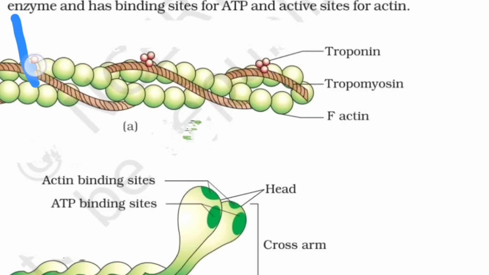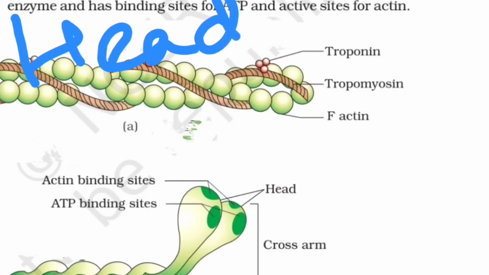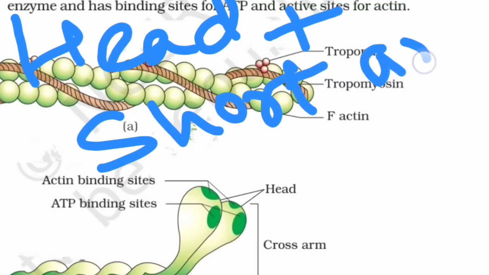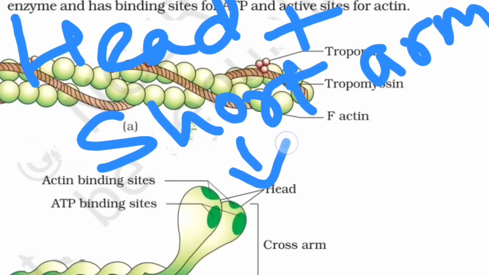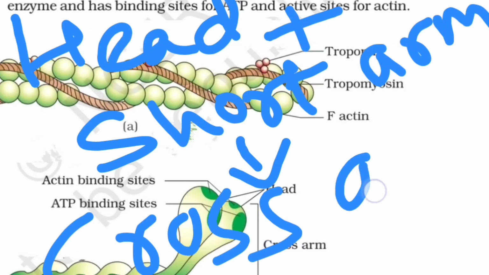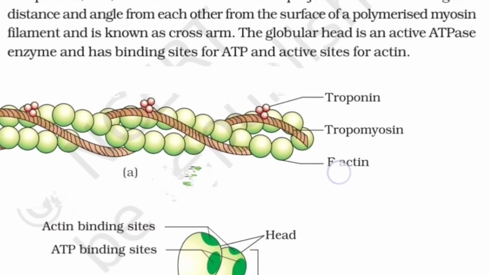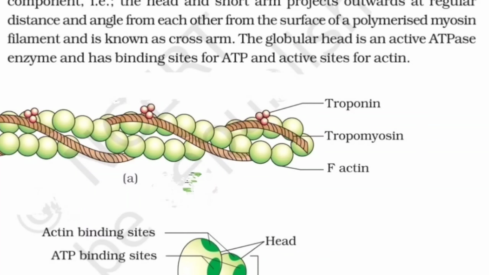So I can write it down in this fashion: head plus short arm. If you are preparing for a competitive exam, do remember, head plus short arm comprises the cross arm of myosin. And do remember that this cross arm is formed only when the myosin is projecting outward. The head and the short arm are projecting outward, and only then will the cross arm be formed properly.